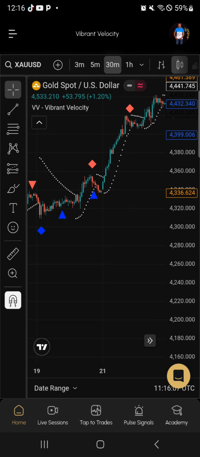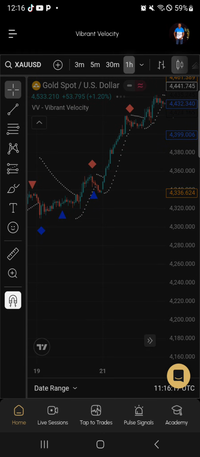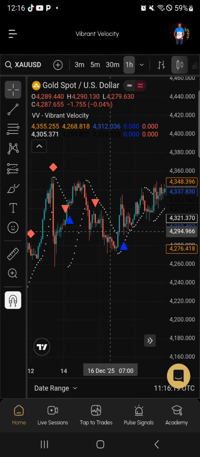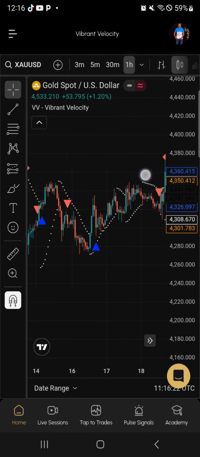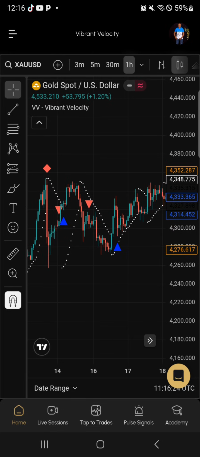Now, how about the scalpers? The majority of our traders are all scalpers. As a scalper, once you get to this scanner, don't forget to make use of the 1 hour time frame to see what the 1 hour is saying. If the 1 hour is saying buy, you know what I mean? It simply means that automatically you're going to see blue triangle, white dots below the candle patterns, blue diamond below the candle pattern.